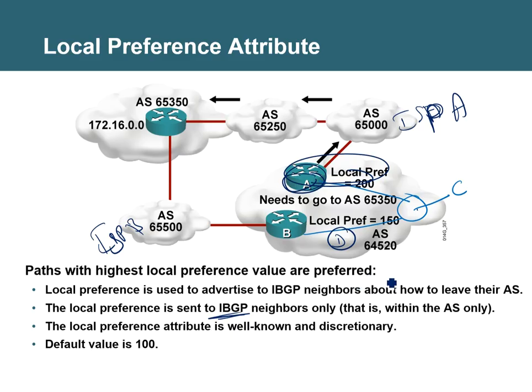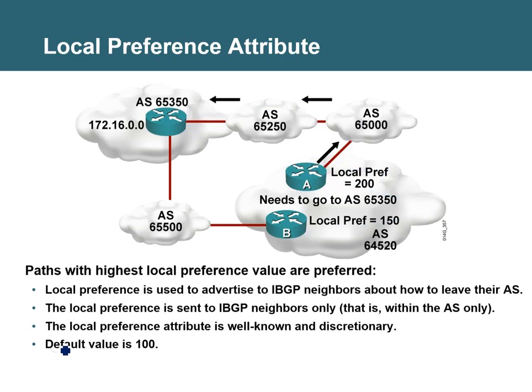So all will forward the traffic towards A, and it takes this path. And this is the attribute checked before AS path. Before AS path. So will they send the weight to the neighbor within the IGP? That is coming in the next slide, but the answer is no.